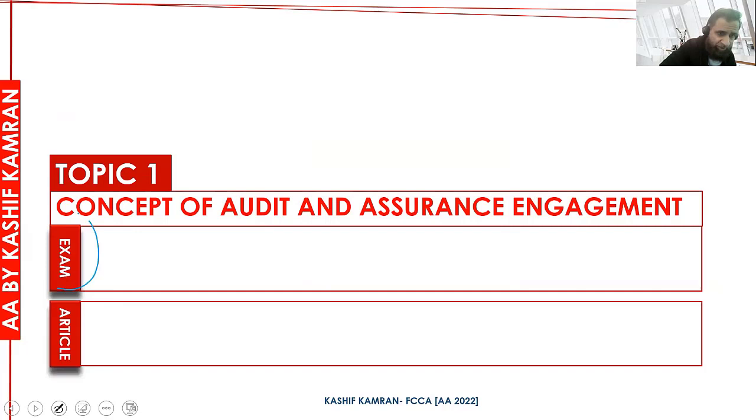Now, topic one we will start tomorrow because it's a miscellaneous topic. There is no exam question on it, and there is no article on it. This is how you need to go with your syllabus. For every topic I start, on the very first slide you will get to know whether there is an exam question, and whether there is an article. Is that clear to all of you?